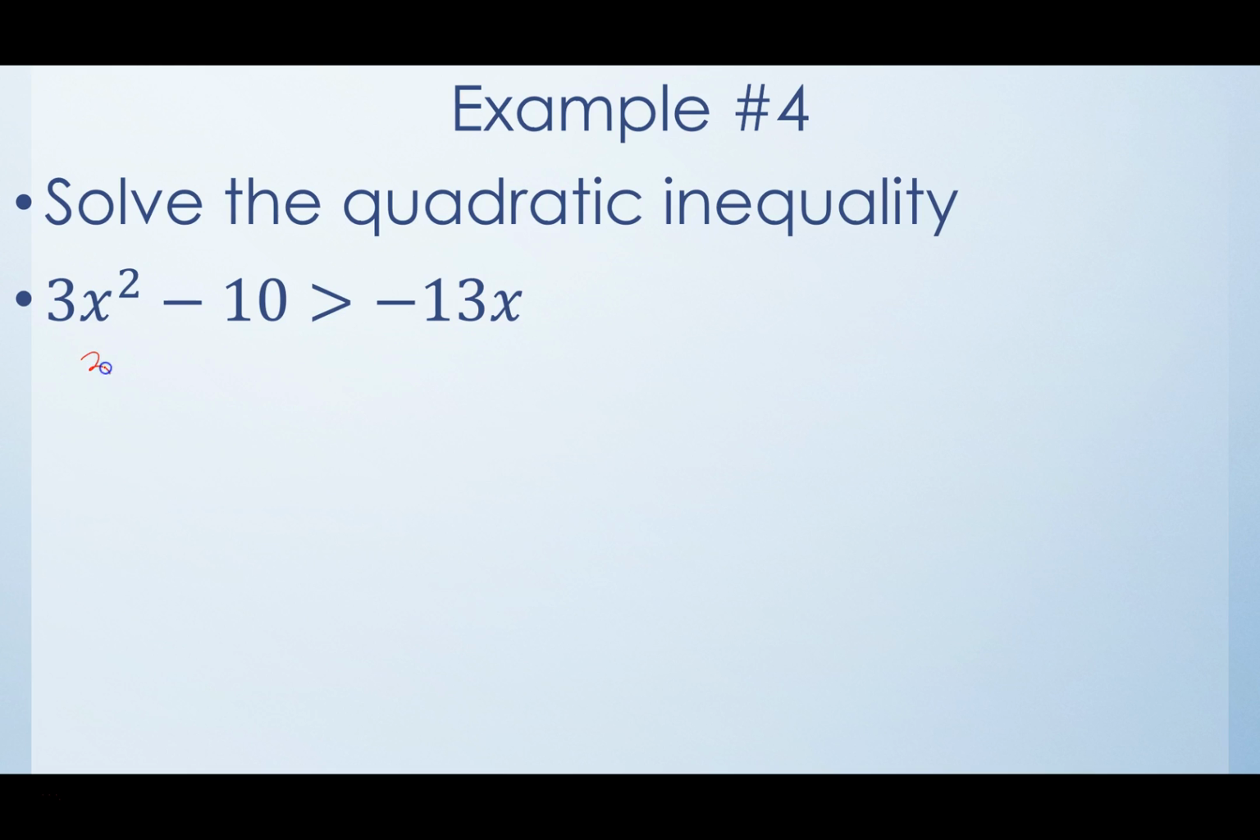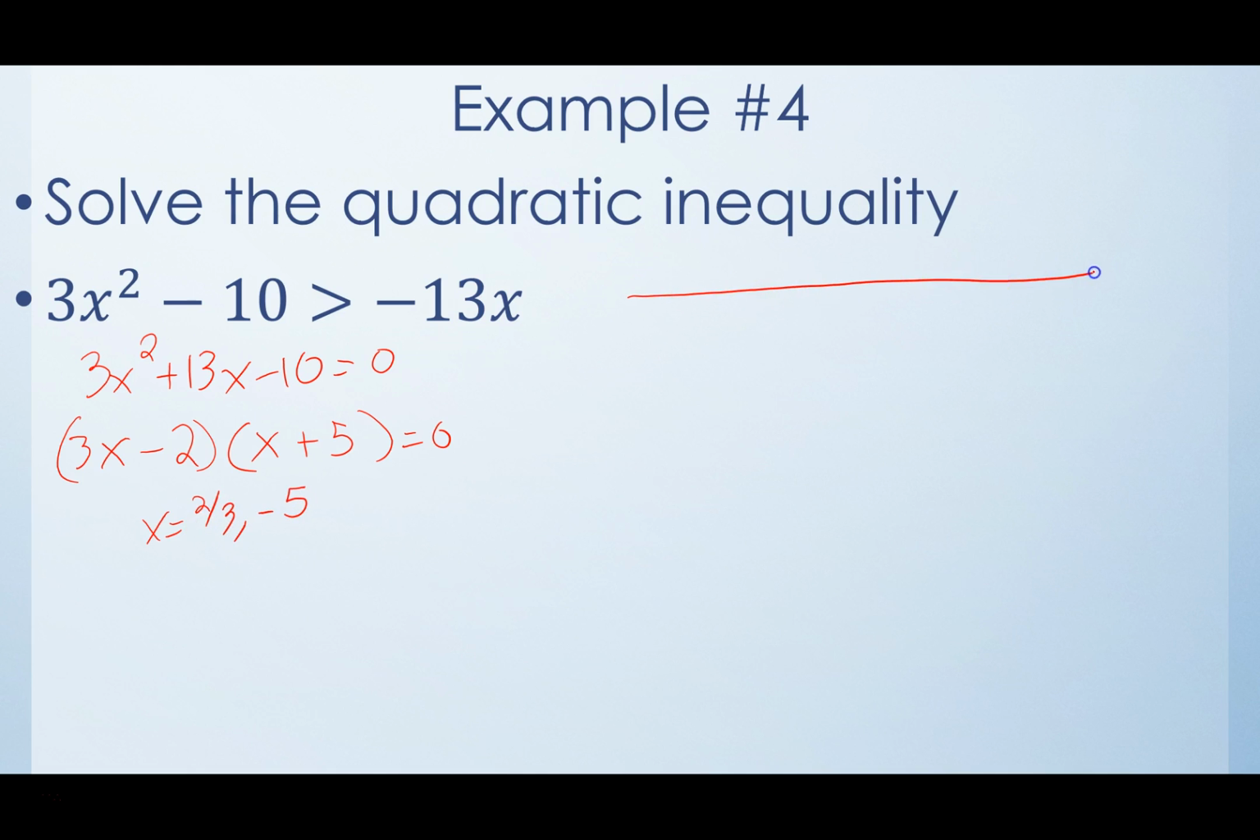So when we solve this, we move 13 over. 3x squared plus 13x minus 10 equals 0. So we set up our quadratic. It will be a 3x and an x. It will be plus 5 and then minus 2, like that. So we get a positive 2/3 and a negative 5 for our answers. So negative 5, 2/3. So we're going to try negative 6, 0, and 1.